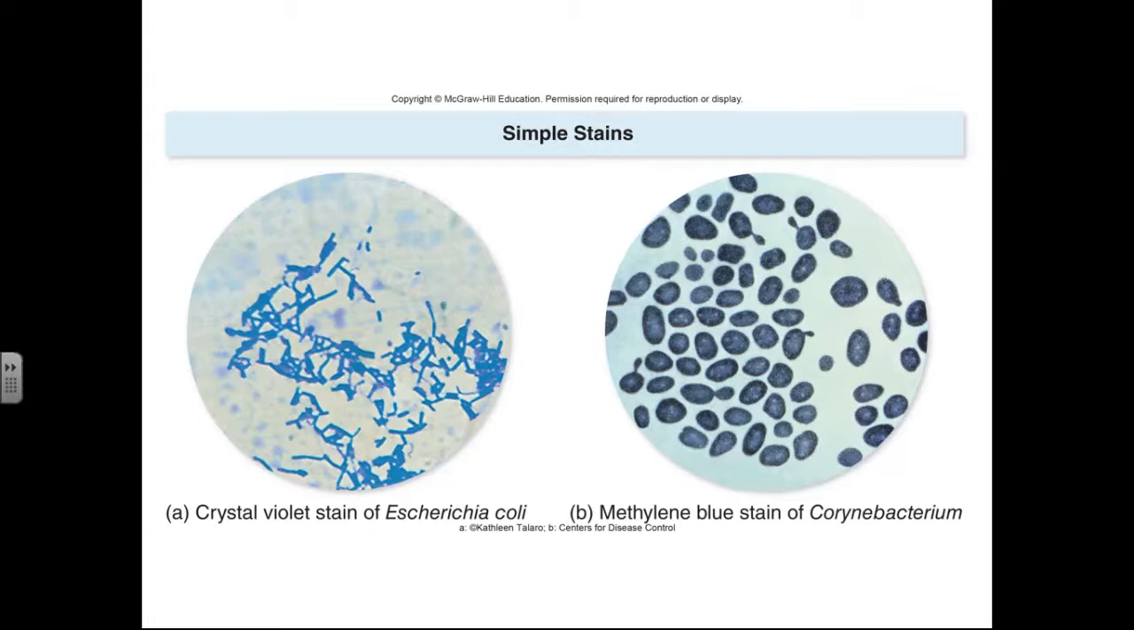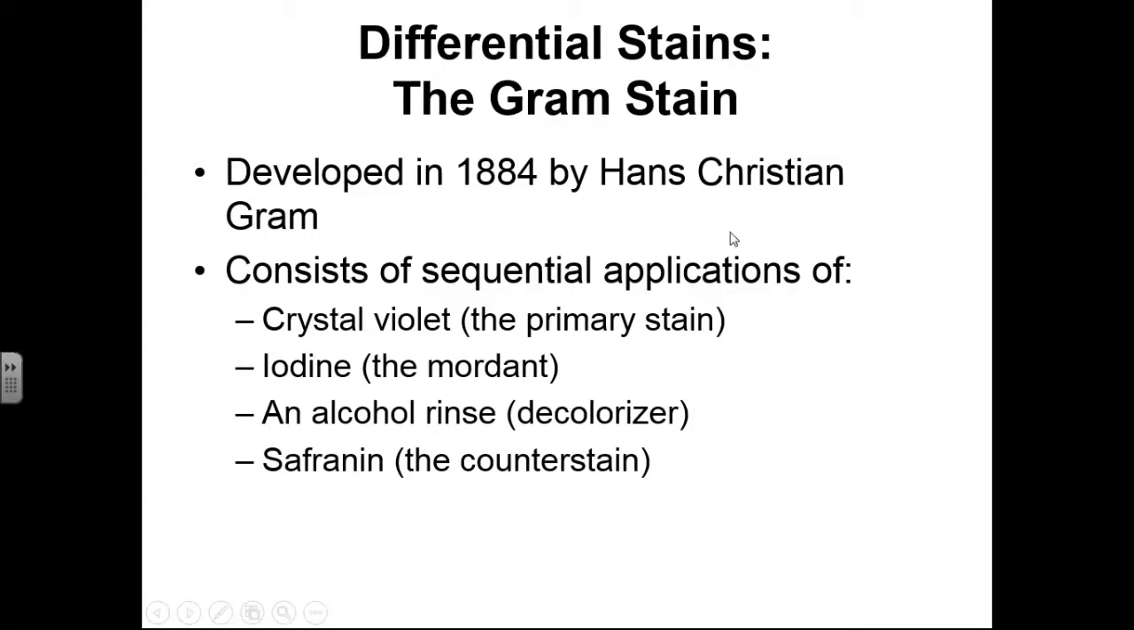So here's some classic simple stains: crystal violet and methylene blue. Here's some bacilli, E. coli cells that have been stained with crystal violet. Here is some Corynebacterium, so we can see some nice dark blue cells that have been stained.